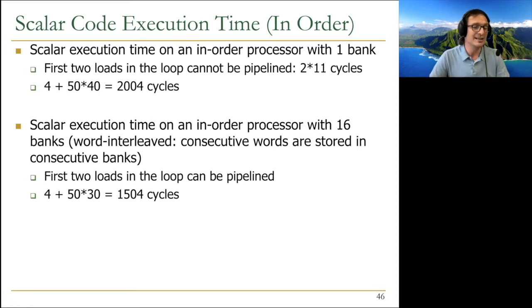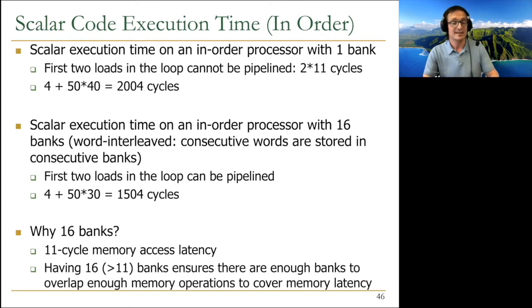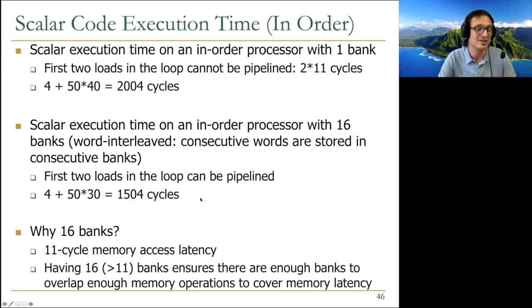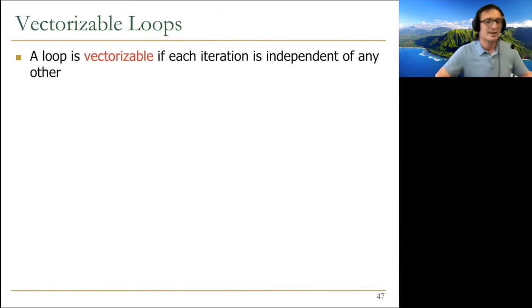Okay, now let's take a look at, well, why 16 banks? 11 cycle memory access latency. Having 16 banks ensures there are enough banks to overlap enough memory operations to cover memory latency. It doesn't hold in this particular case, but it will hold in our vector processor, as we will see soon. In this case, you can actually get away with 2 banks, as we discussed, because you're doing only 2 loads, right?